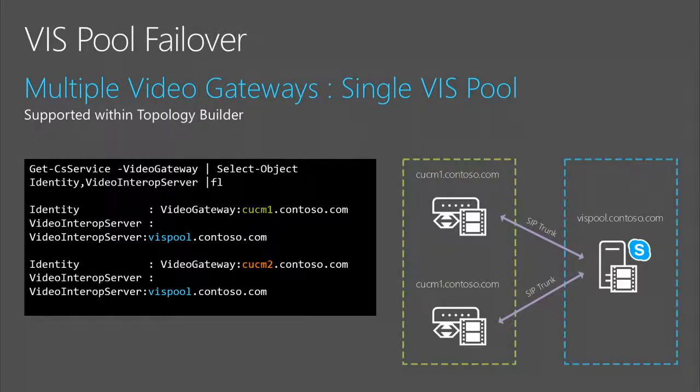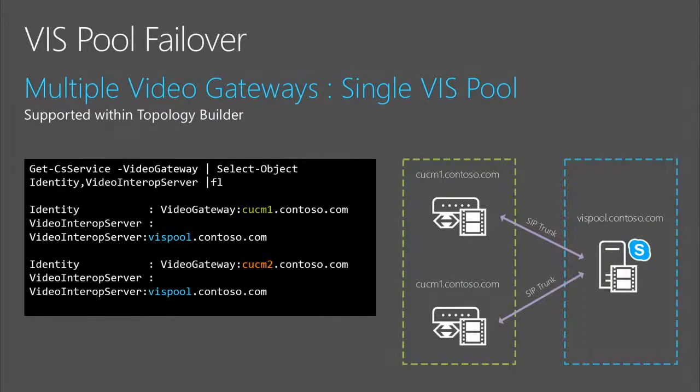One of the failover options is multiple video gateways to a single Viz pool. Let's say there are 2 CUCM gateways, whether they're redundant gateways in the same environment or 2 entirely different call manager or CUCM environments that might route to different registered VTCs. This is really easy to do in Topology Builder, the same way you would set up multiple trunks from a mediation server to different things, like one could be Avaya and one could be Call Manager. You just go and define them in Topology Builder.